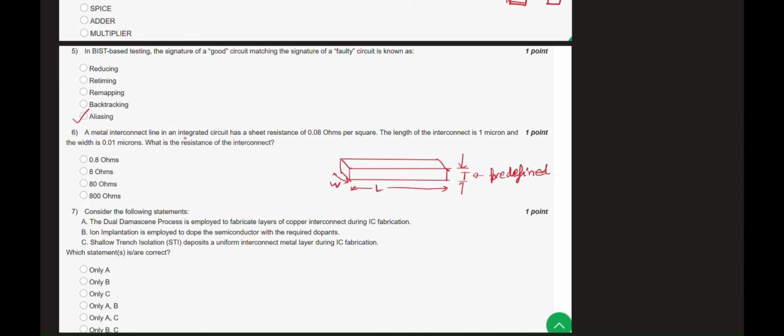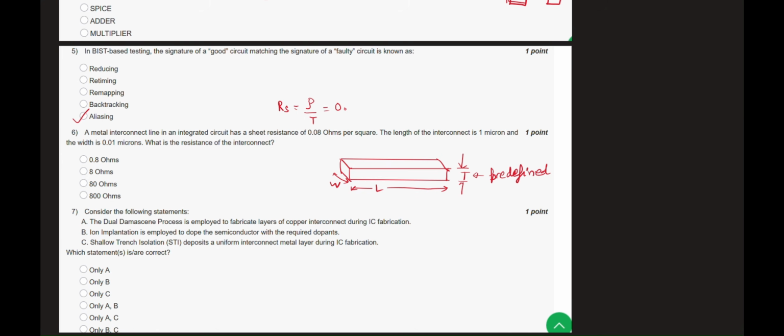Now, what is given here? The metal interconnect line in an integrated circuit has a sheet resistance of 0.08 ohms per square. Rs, sheet resistance, if you remember, is rho upon t, resistivity upon t. Resistivity is a predefined value of any material. Copper has a predefined resistivity. And t, the thickness of this interconnect that we are going to make, is also predefined with the foundry. So rho by t is also predefined here.